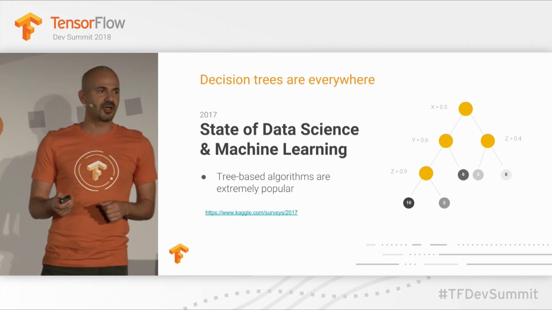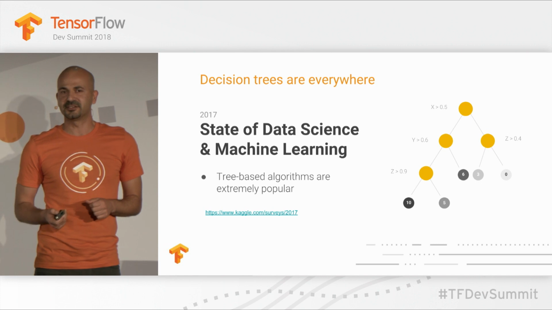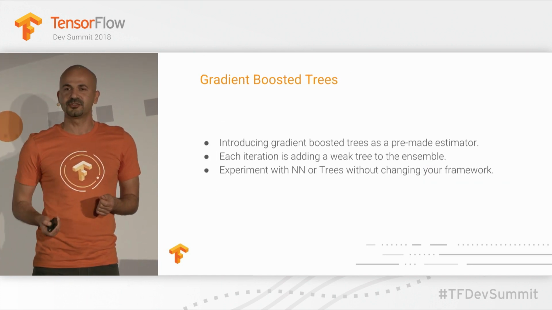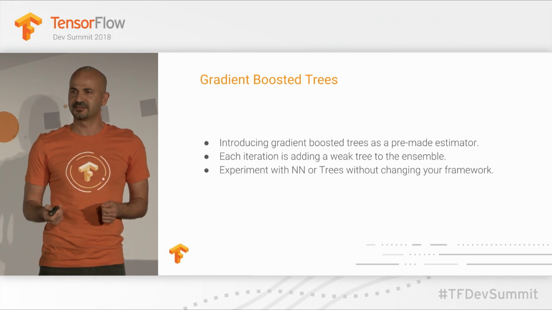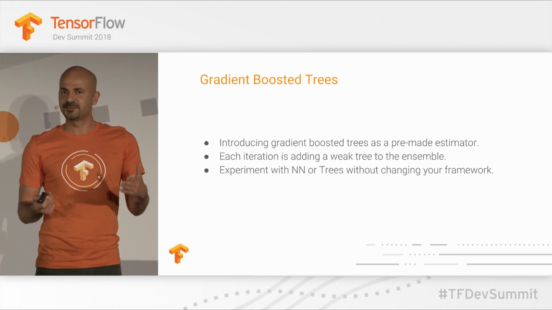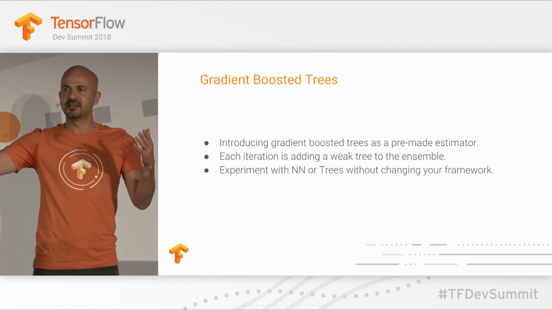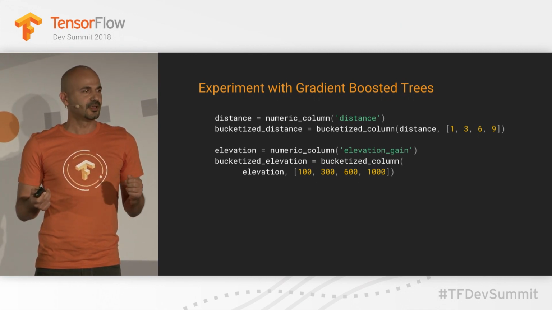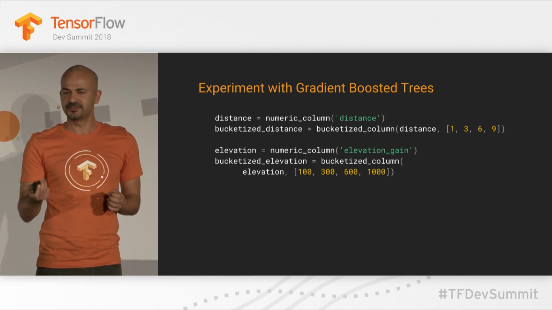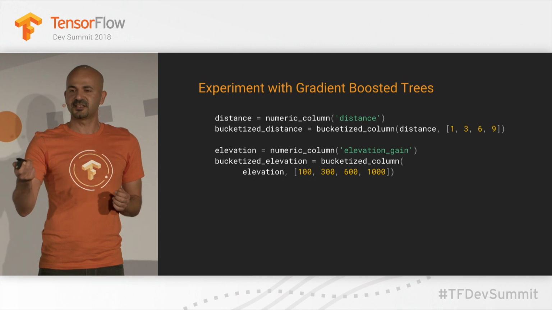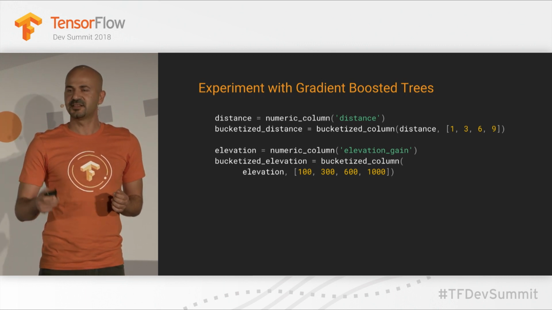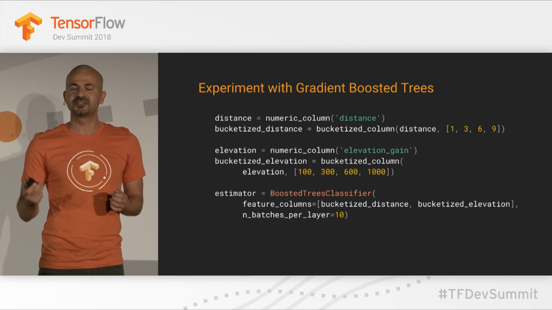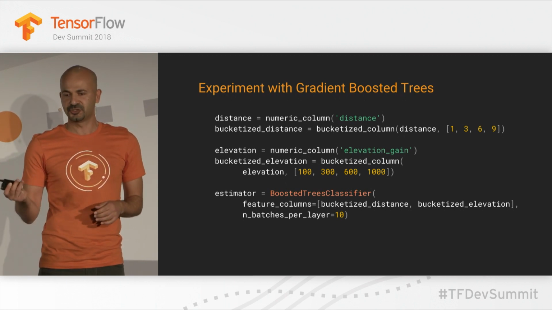Based on the Kaggle survey, 2017 Kaggle survey, trees are extremely popular. And we are introducing gradient boosted tree as a premade estimator. This means you can experiment with neural network and gradient boosted trees without changing your pipeline. Let's start our experimentation with gradient boosted tree. In the current version, we only support bucketized column, and we are working on to support numerical column and categorical column too. Here, we use hike distance and hike elevation gain, and we bucketize them. And then you can instantiate boosted trees classifier.